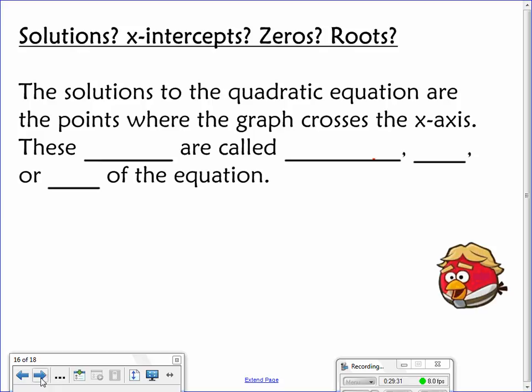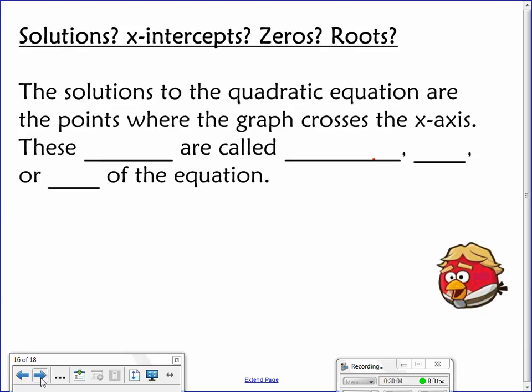Take a look here, guys. Solutions, x-intercepts, zeros, roots. You've probably seen a couple of those words before, right? We've used the word solutions. What else is another word for solution? Answer. What's the answer? x equals, right? So what you always write, we're solving for x, x equals. You can also call them x-intercepts. What's it mean to intercept something? It's crossing. So x-intercepts means it's crossing the x-axis.